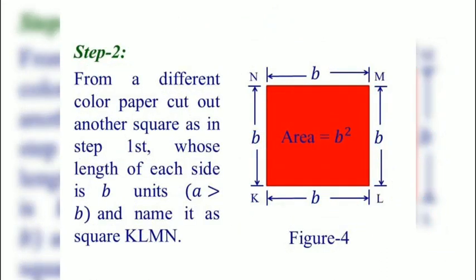Next, from a different color paper, cut out another square as in step first, whose length of each side is B units, where A is greater than B, and name it as square KLMN. So in figure 4, KLMN is a square having side B unit and its area is B square square unit.